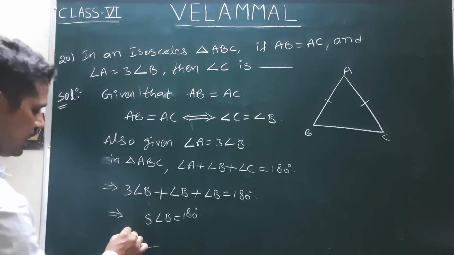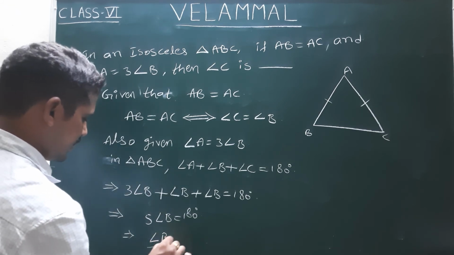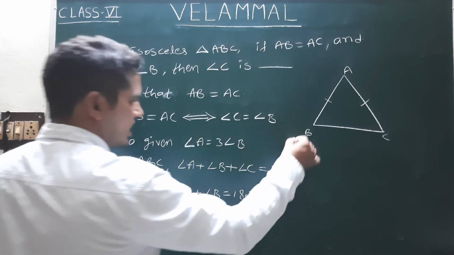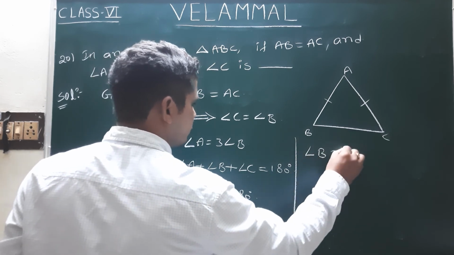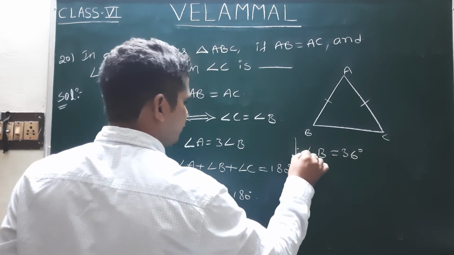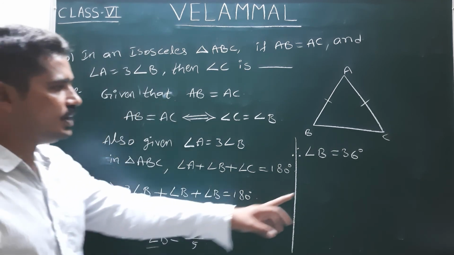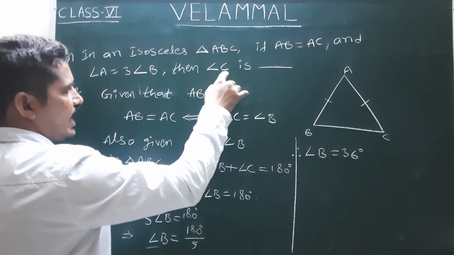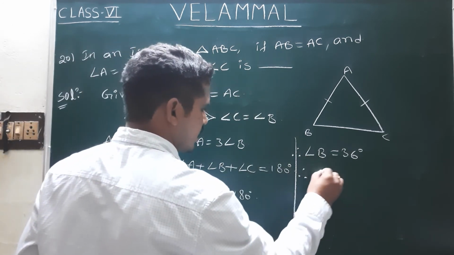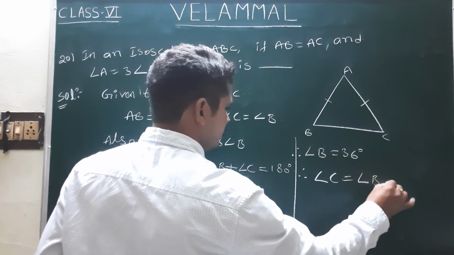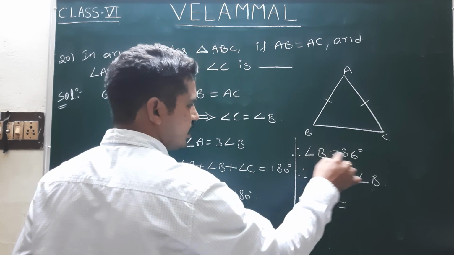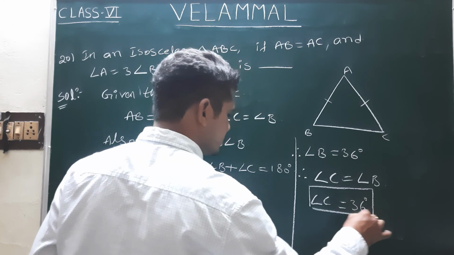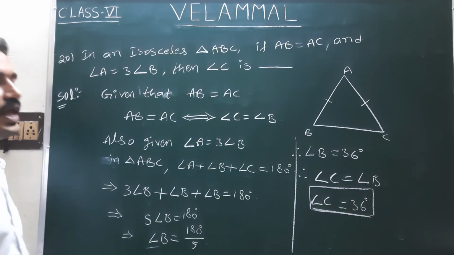So by that angle B value, if we want to find out, angle B is equal to 180 divided by 5. So therefore we can say angle B is equal to 36 degrees. If we divide 180 divided by 5, then we will get the 36 degrees. But angle B we got, what we need to find out actually? Angle C. So therefore angle C is equal to angle B. So by that angle C is equal to angle B value is equal to 36. So angle C also will get as a 36 degrees. Okay. This is the value for angle C.